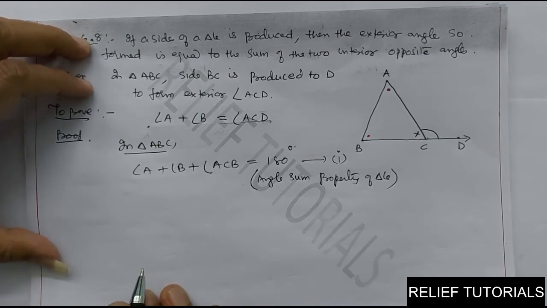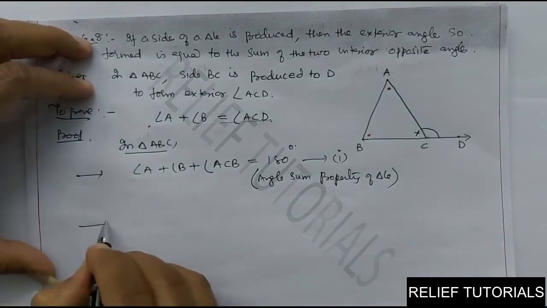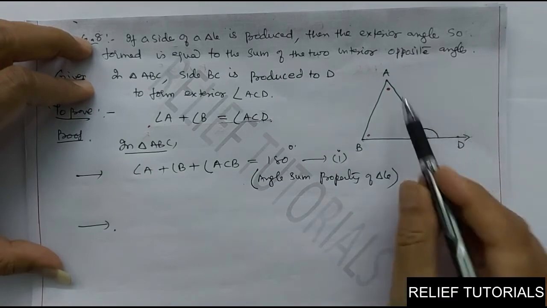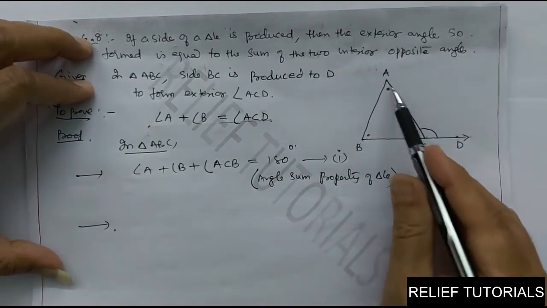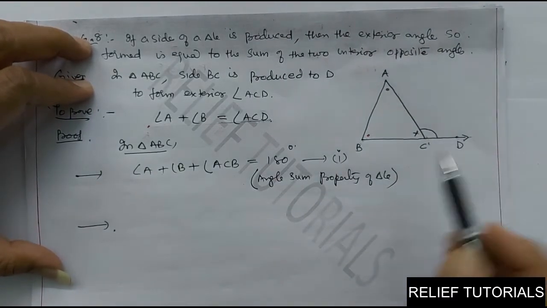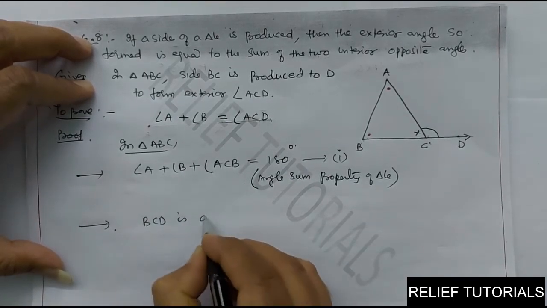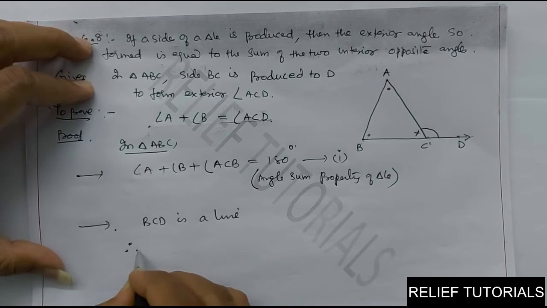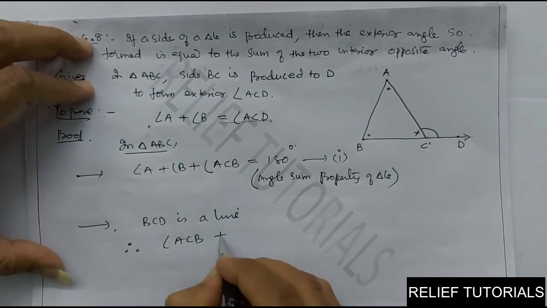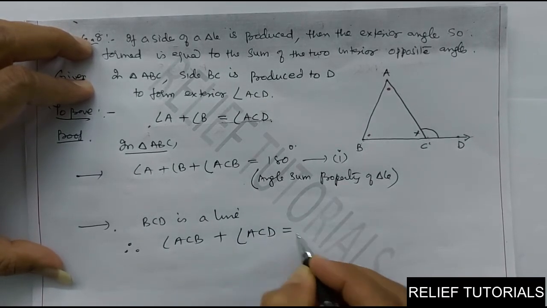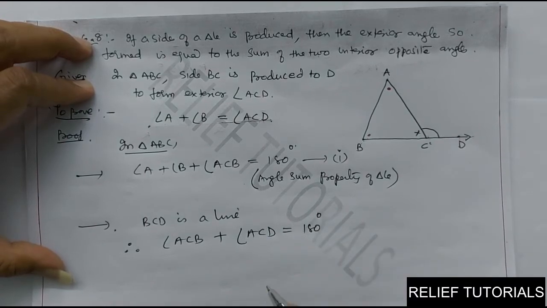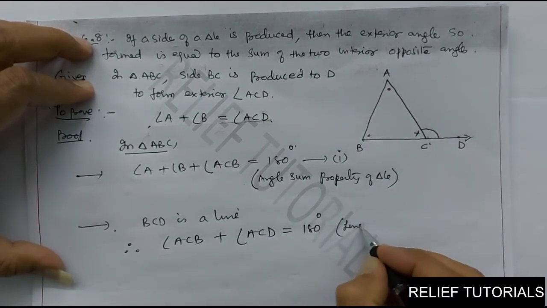Okay. Now, BCD is a straight line. So I can say angle ACB plus angle ACD is equal to 180, linear pair axiom. So BCD is a line, therefore angle ACB plus angle ACD is equal to 180. This is what you write: linear pair axiom.